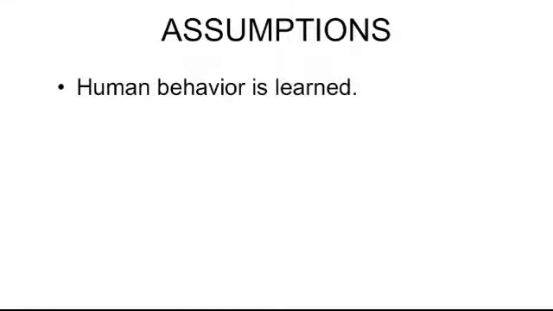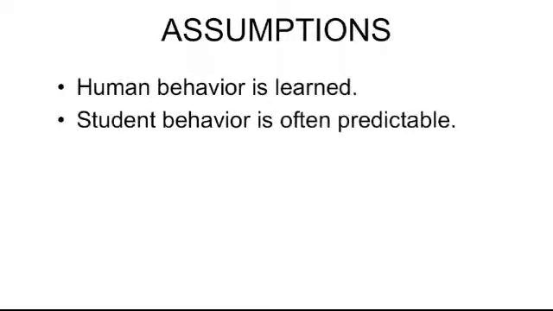First, human behavior is learned. Although we are each born with unique personalities and predispositions, much of the way that we behave and interact with others is learned. Human behavior is also predictable. If you observe someone in their natural environment long enough, you can often identify situations and events that trigger certain behaviors, as well as what happens afterward that makes those behaviors more likely to reoccur in the future.